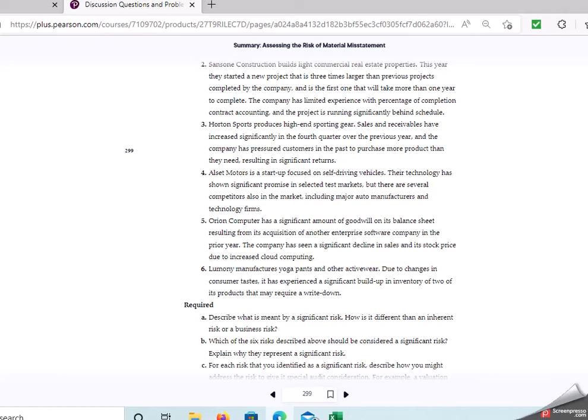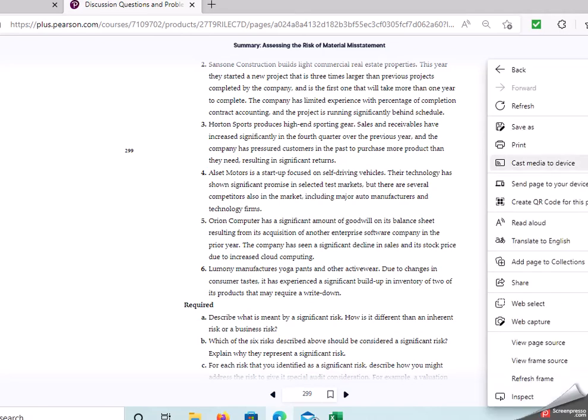And they probably would need to bring in some people who are going to do some due diligence on that company and that level of goodwill to really determine if it is impaired or not. So some sort of specialist that would know that particular industry.